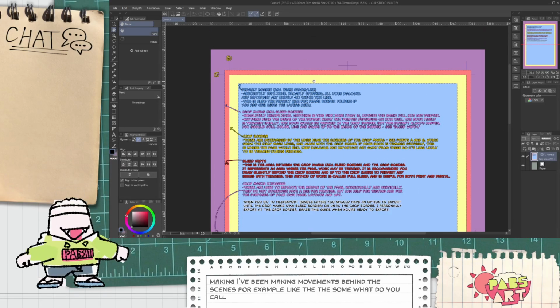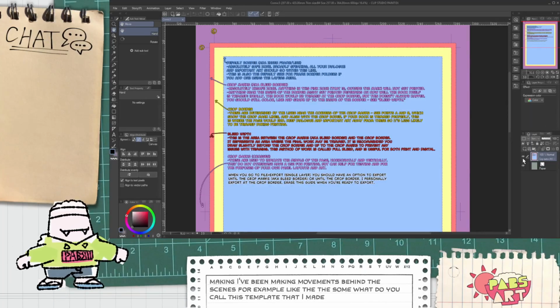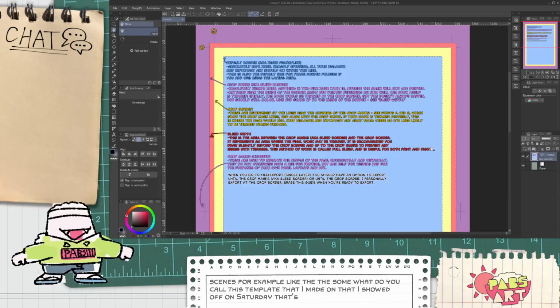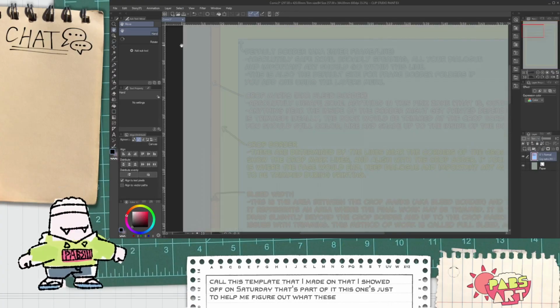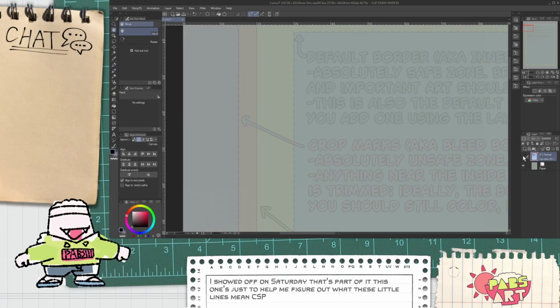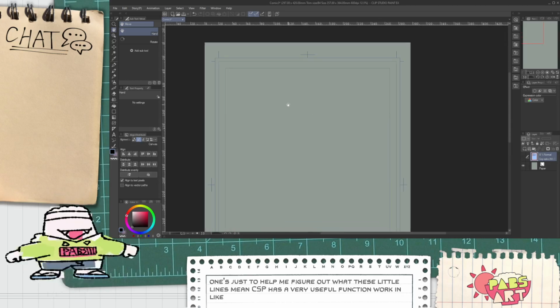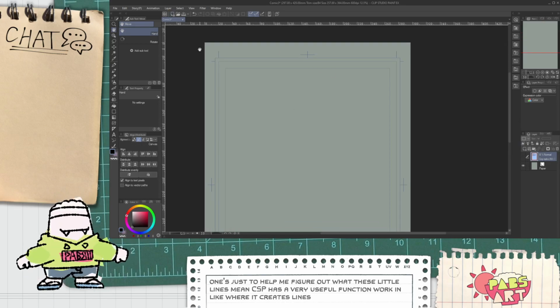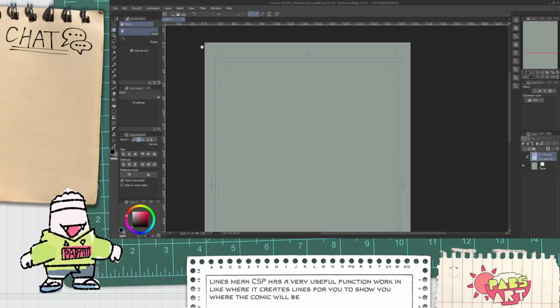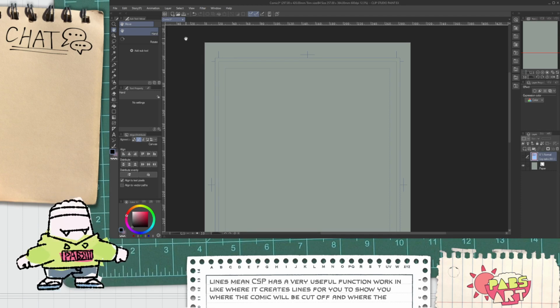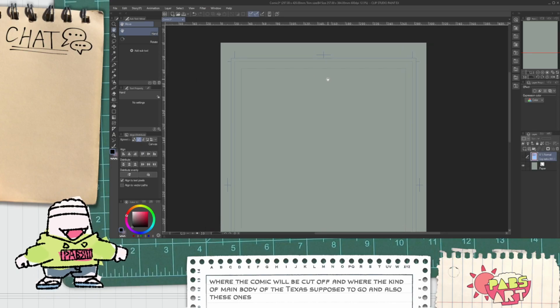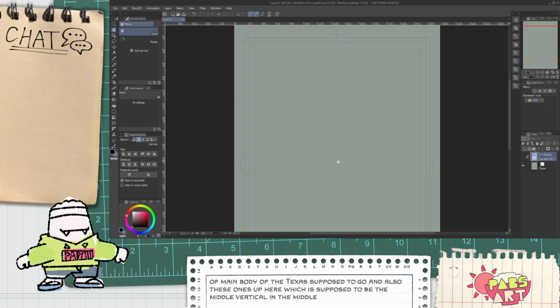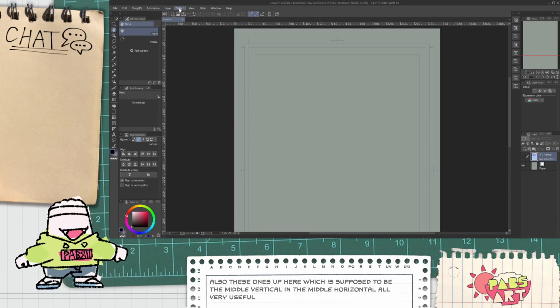What would you call this template that I showed off on Saturday? That's part of it. This one's just to help me figure out what these little lines mean. CSP has a very useful function where it creates lines for you to show you where the comic will be cut off and where the main body of the text is supposed to go. And also these ones up here, which are the middle vertical and the middle horizontal. All very useful, but we will be eschewing those for the time being.